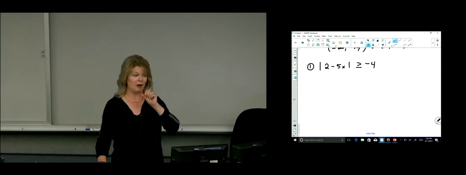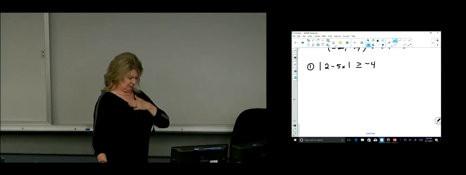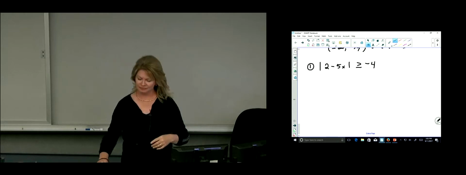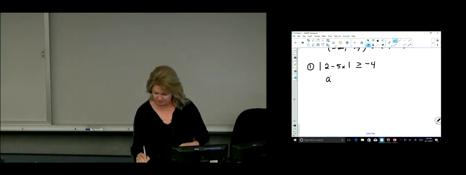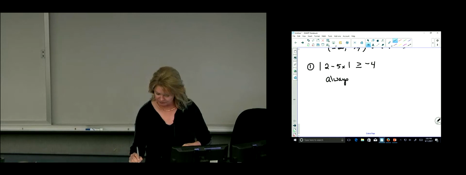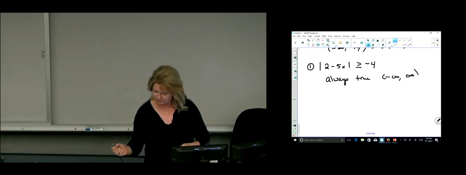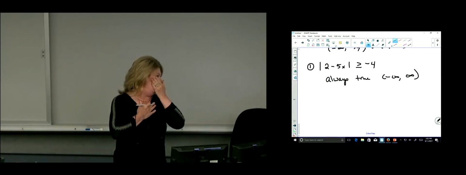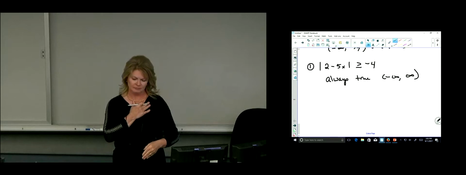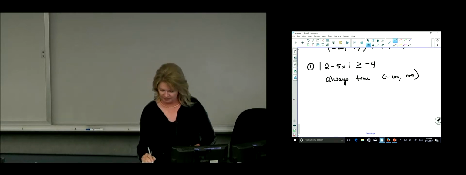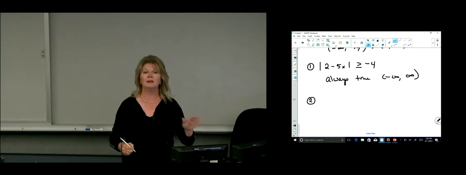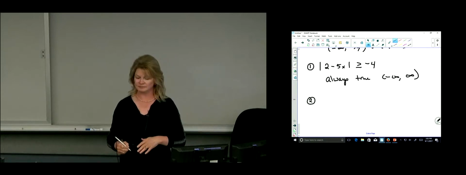Always true. This is always true. So if it's always true, it's negative infinity to positive infinity.